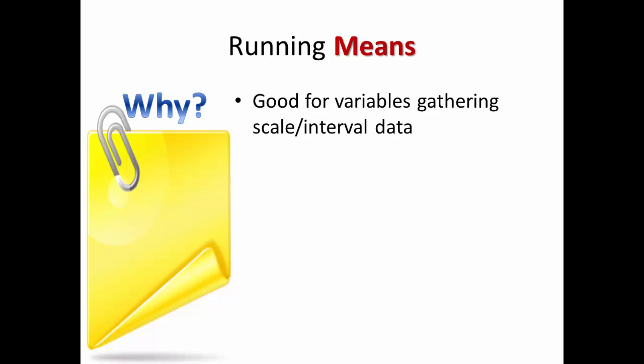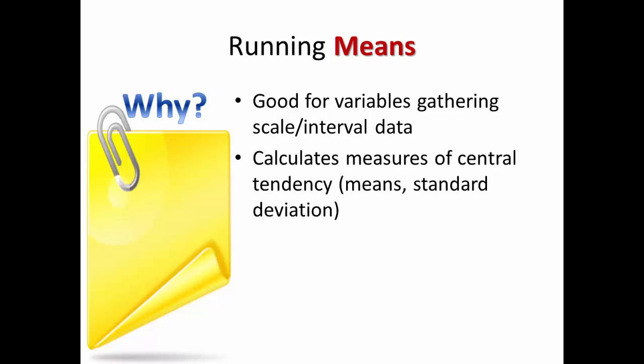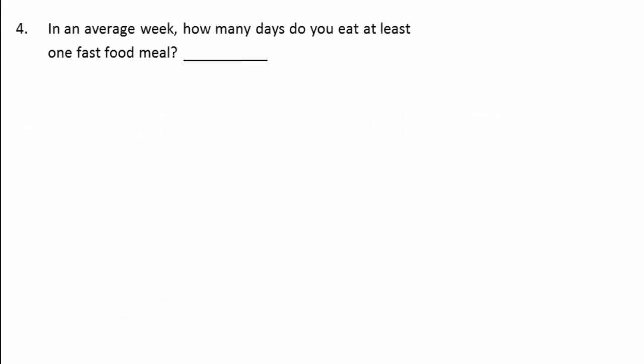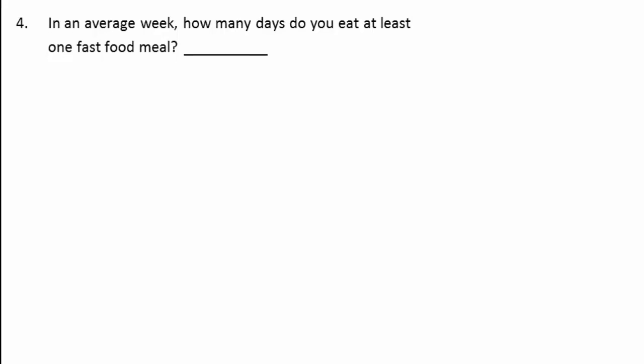So now you may want to run some means or determine the arithmetic average. You would do this for variables that are gathering scale or interval level data. You could also potentially use it for variables gathering ordinal level data. You would calculate the measures of central tendency, means, and the standard deviation. This first question, question 4, the number of days in a week that you typically eat at least one fast food meal, would be gathering data that you would want to run a mean on.